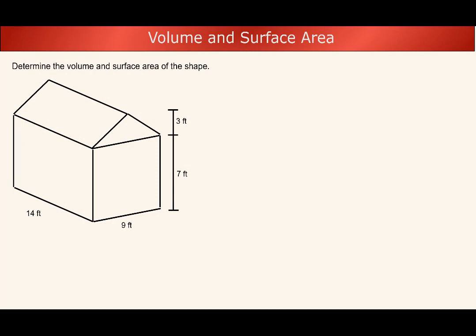So, determine the volume and the surface area of this. So the volume's not too bad. It's a triangular prism in a box, all right? So for the box, you just go length times width times height. First, we're going to focus on the volume first. So the volume is going to be equal to 14 feet by 9 feet by 7 feet high.